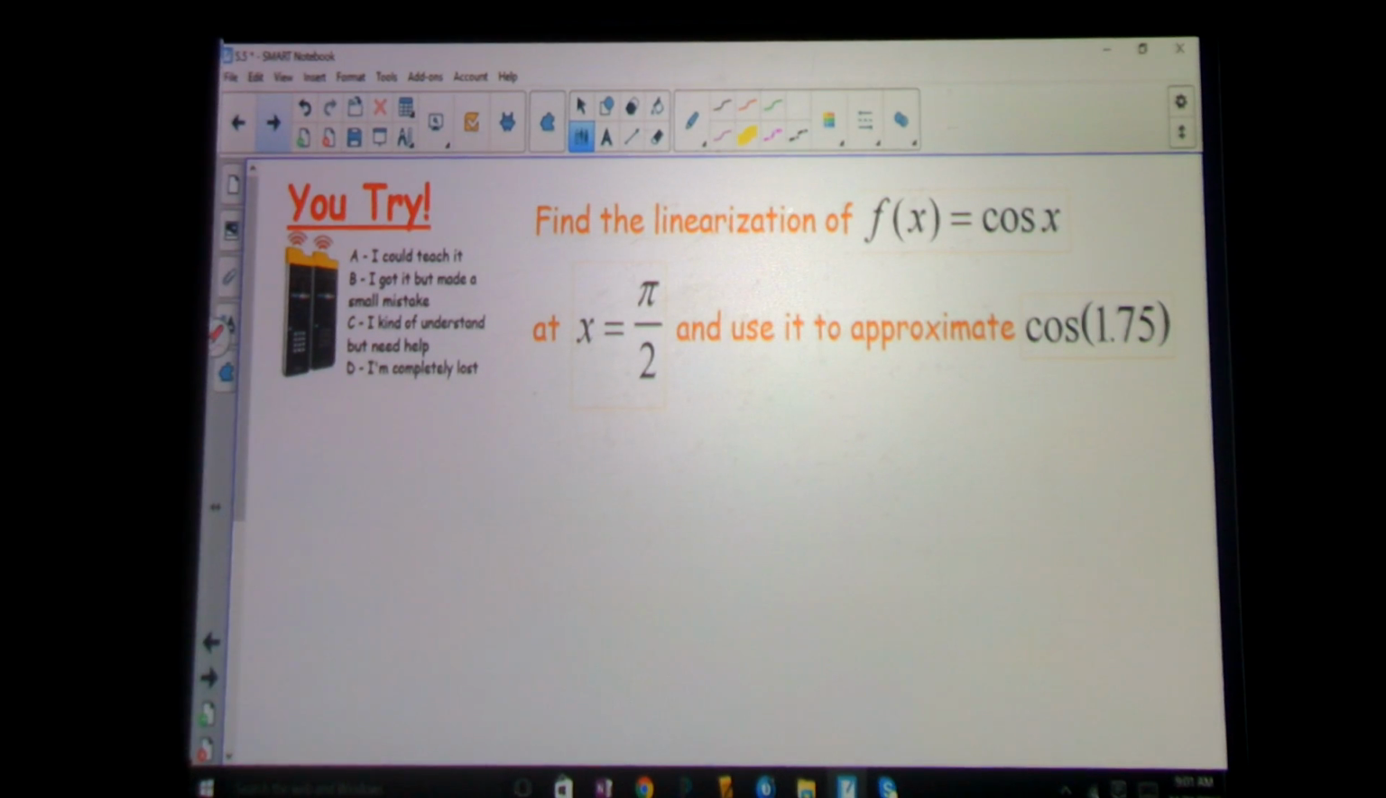Okay, so now you have a you try. What I ask is that someone please pause the video right now while everyone works it, and then when everyone seems to be done, after a couple minutes, go ahead and push play.